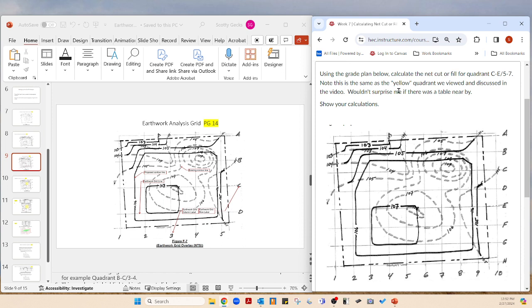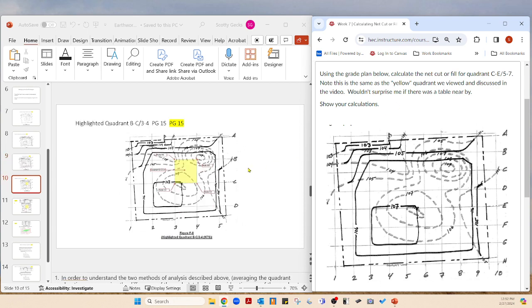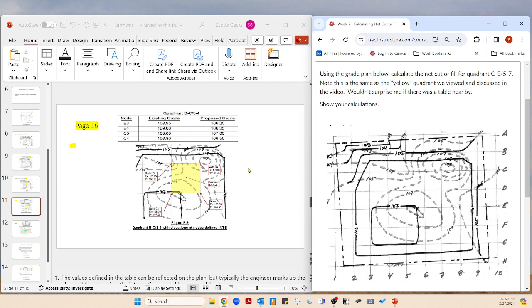And that's why I dropped this little hint. It said, wouldn't surprise me if there was a table nearby that yellow quadrant. Well, if we meander around here, there's that yellow quadrant, and look here, there's a table. And I just threw that in there to help you out a little bit.